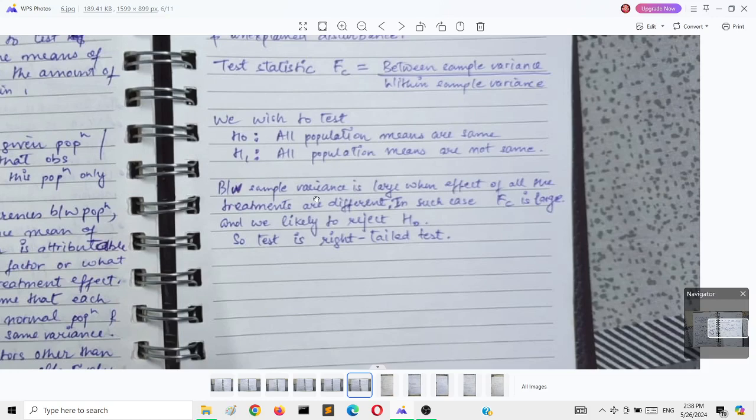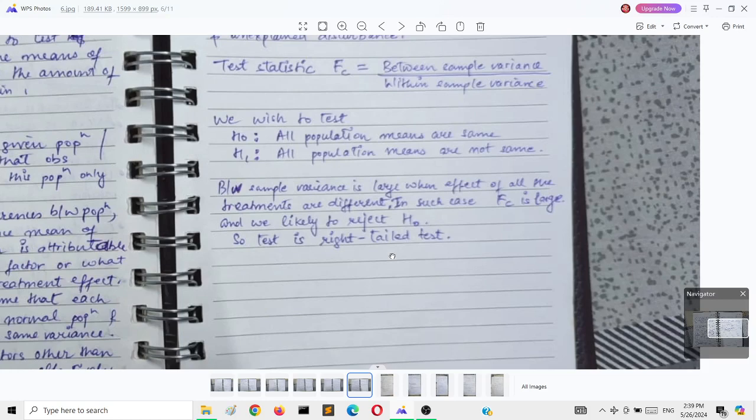Between sample variance is large when the effects of all the treatments are different. In such a case, FC is large and we are likely to reject H0. So the test is a right-tailed test. We have also discussed left-tailed and right-tailed tests. A right-tailed test is one where the rejection region is towards the right, and a left-tailed test is one where the rejection region is towards the left on the normal distribution.